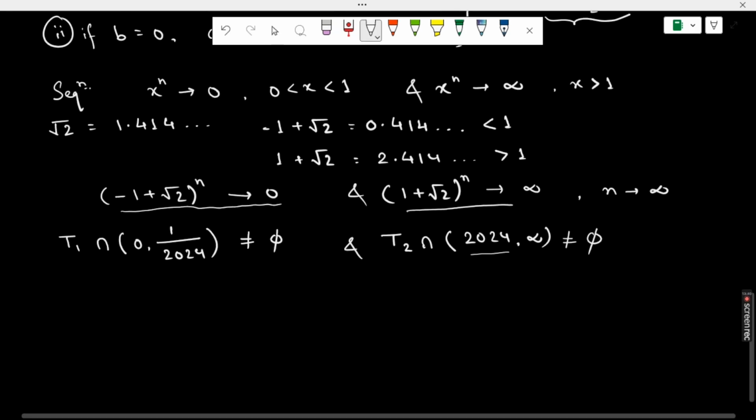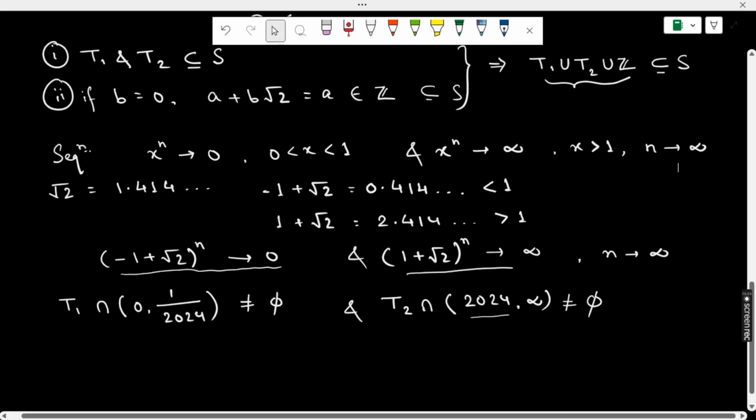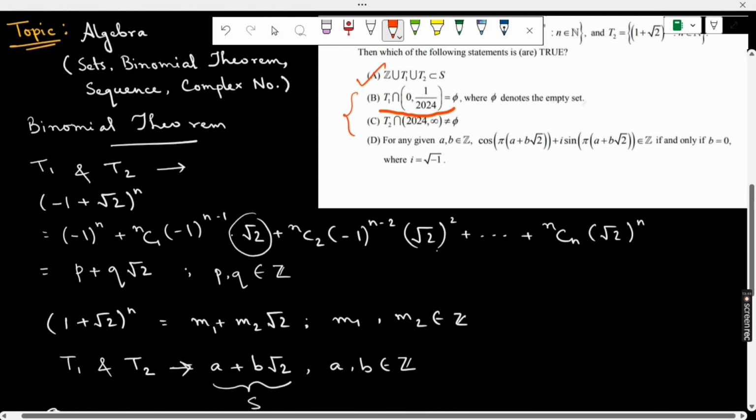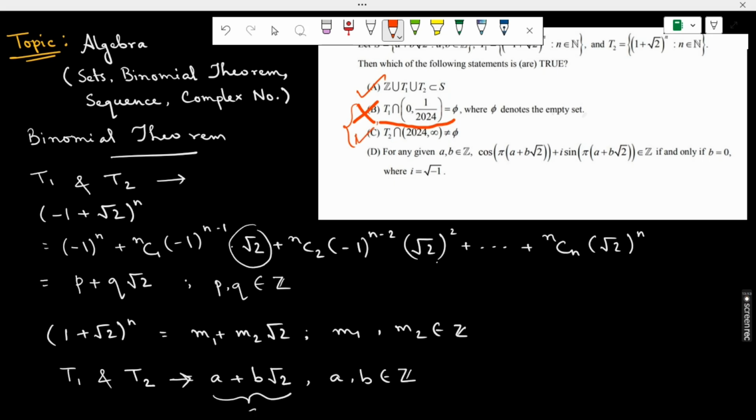Also here you should mention that when n tends to infinity, I have skipped writing that. So from these two we can write that option B is wrong, but option C is correct. In option B it is mentioned that it is empty, but it should be non-empty. Okay.